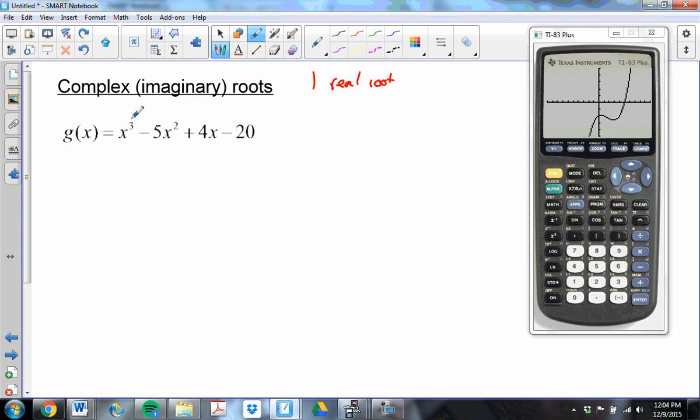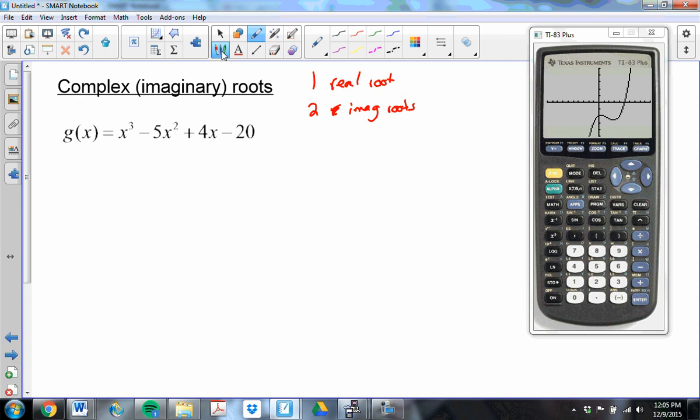Remember how whatever your degree is, that's how many solutions there are? This will have 1 real root and 2 imaginary roots. The nice thing about imaginary roots is they always come in pairs. You can never have just one. It's always 2 or 4 or 6. They always come in pairs. When you find one, you find the other, and I'll show what I mean by that.